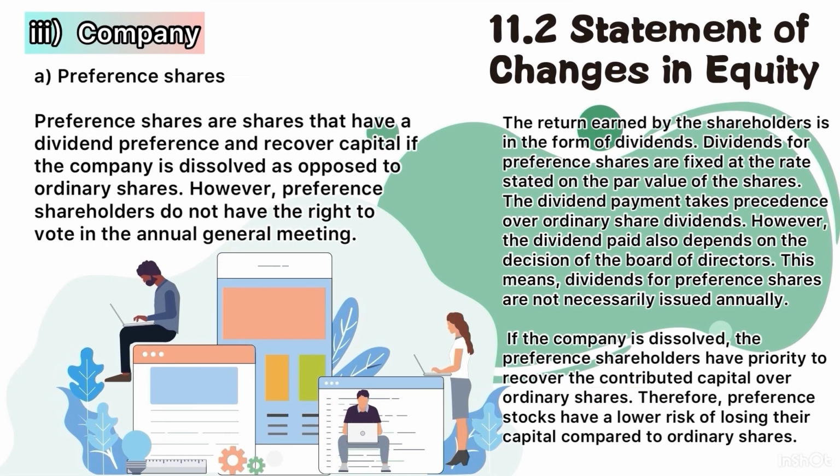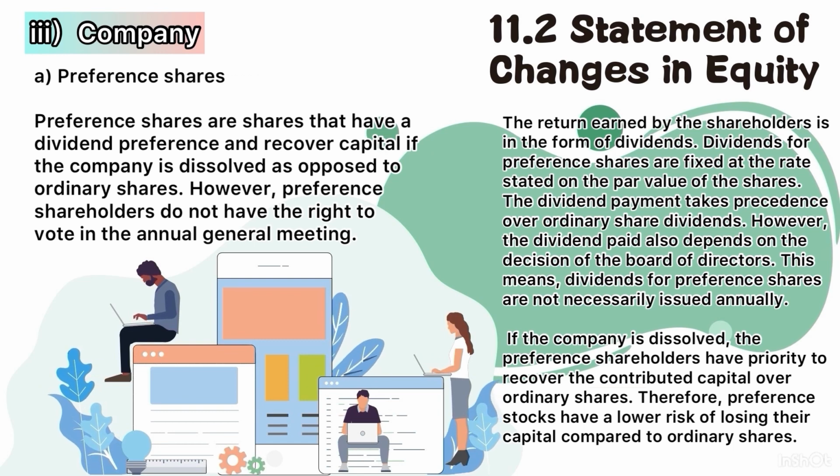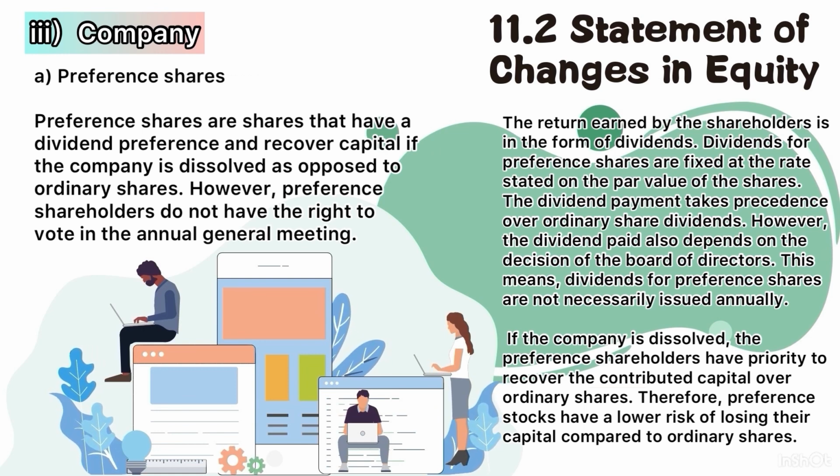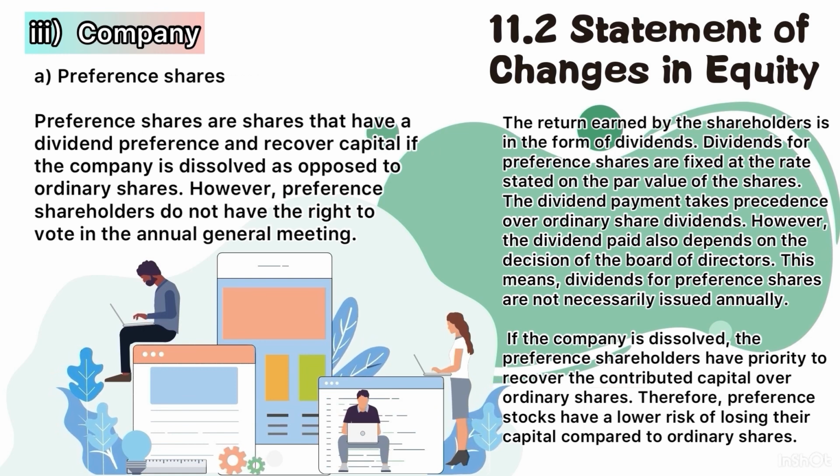A. Preference shares. Preference shares are shares that have a dividend preference and recover capital if the company is dissolved, as opposed to ordinary shares. However, preference shareholders do not have the right to vote in the annual general meeting. The return earned by the shareholders is in the form of dividends. Dividends for preference shares are fixed at the rate stated on the par value of the shares. The dividend payment takes precedence over ordinary share dividends.